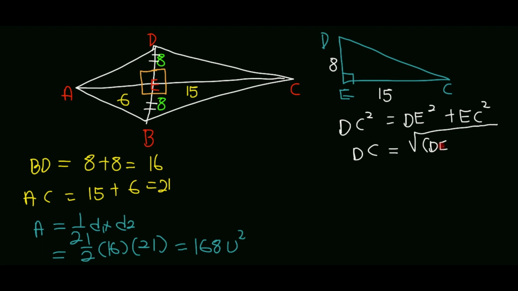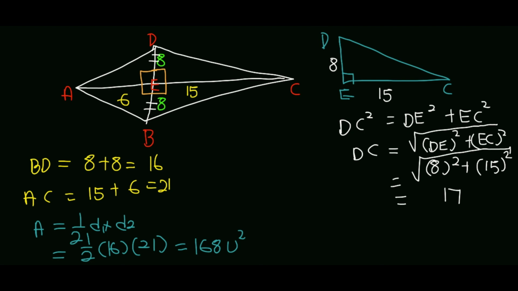So DE squared plus EC squared. The side here DE is 8, and then the side here EC is 15. So the answer will give you 17. So DC is 17, because this is a kite, adjacent sides are equal.